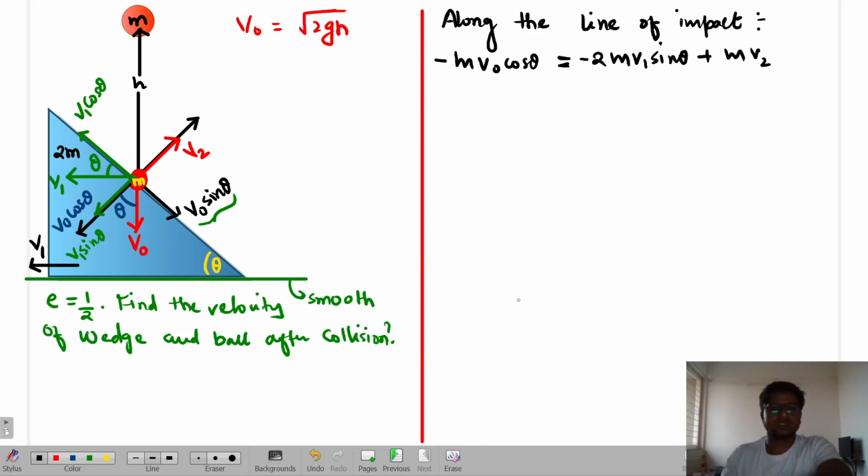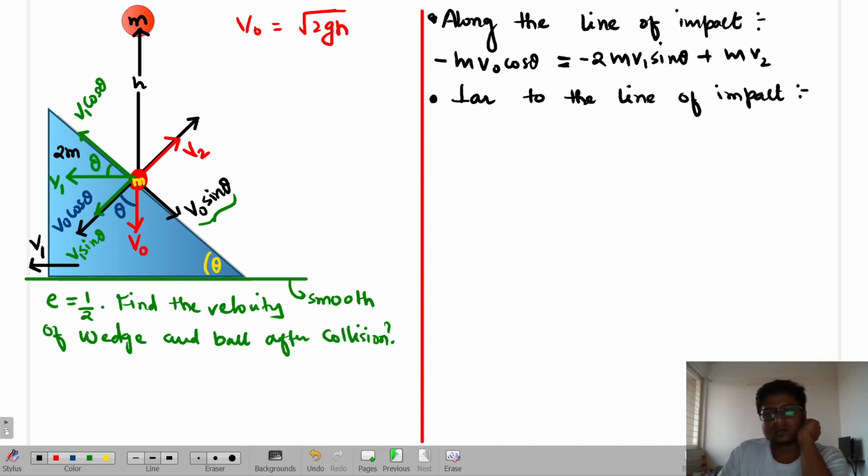Are you able to get me now? Next equation will be perpendicular to the line of impact. The momentum is also not conserved, but still we can write the equation. Why perpendicular to the line of impact? Because along that direction the external force is also how much? Zero. Are you able to get me or not?